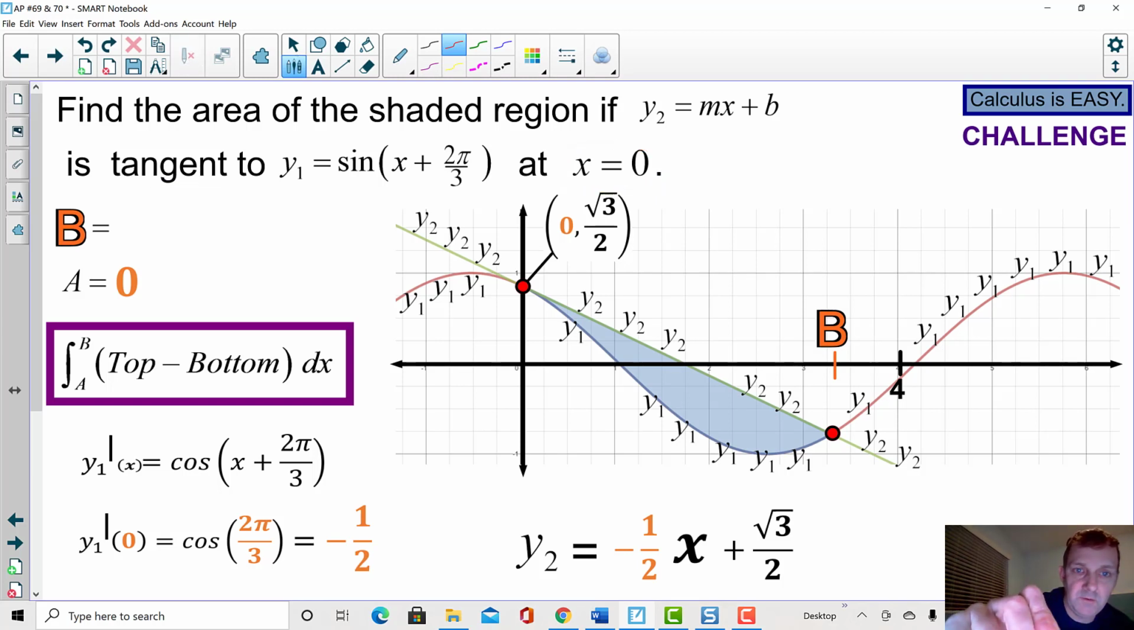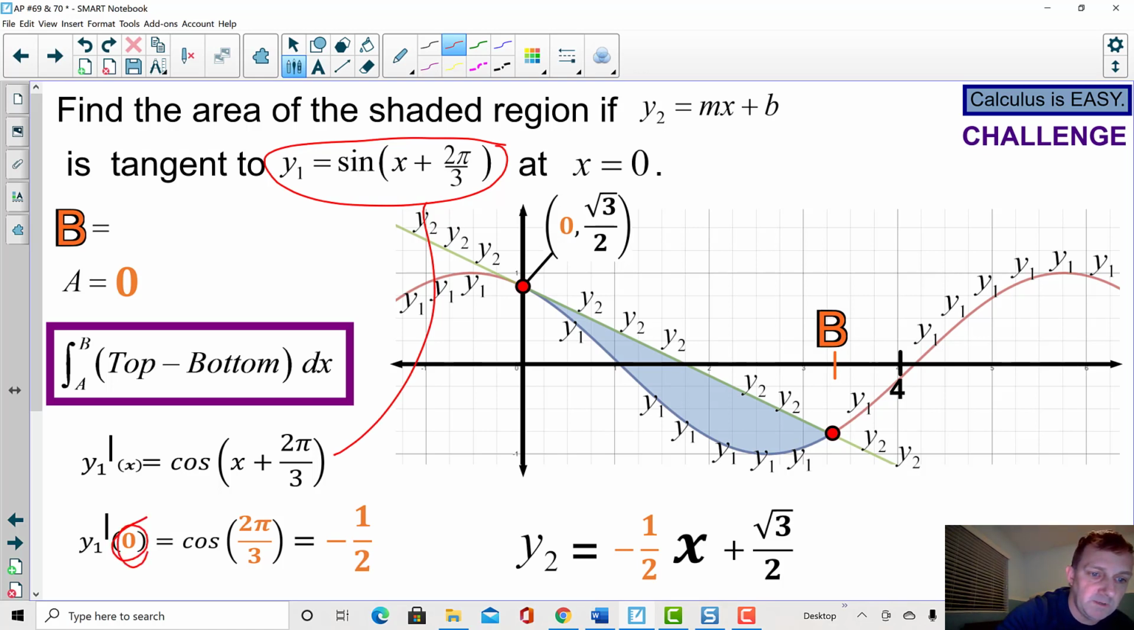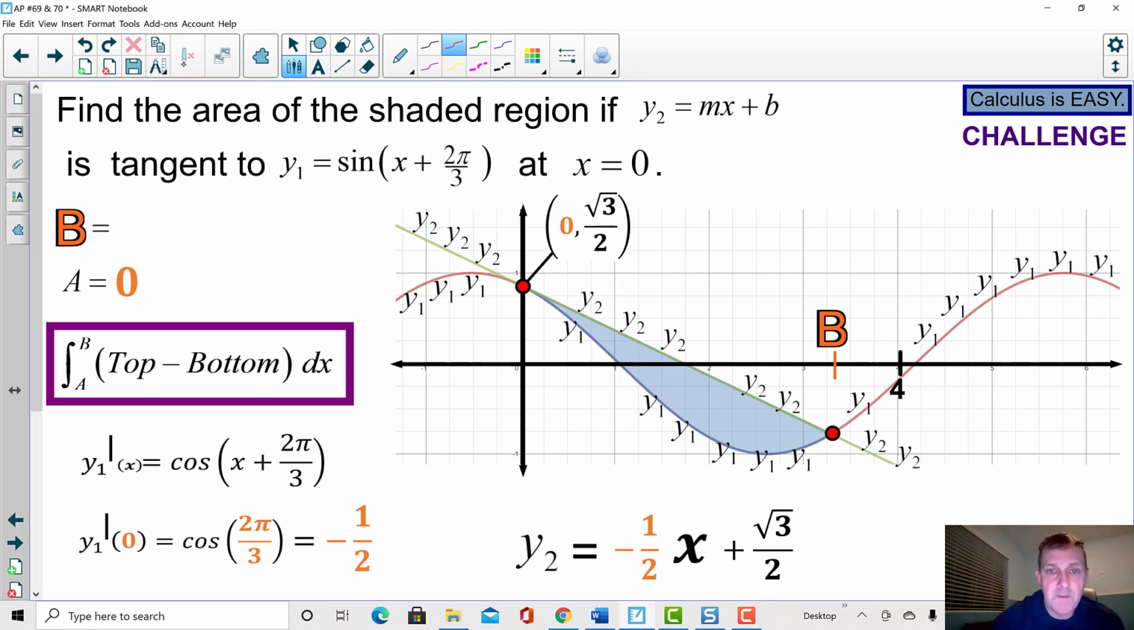So what we basically are going to do is we're going to do the derivative of this function and then plug in x equals 0, and you'll see that we get negative 1/2. You can pause the video if you need to take a closer look at that. But that means our slope is going to be negative 1/2 at x equals 0. So we're going to use the same slope for the line that we do for the curve.